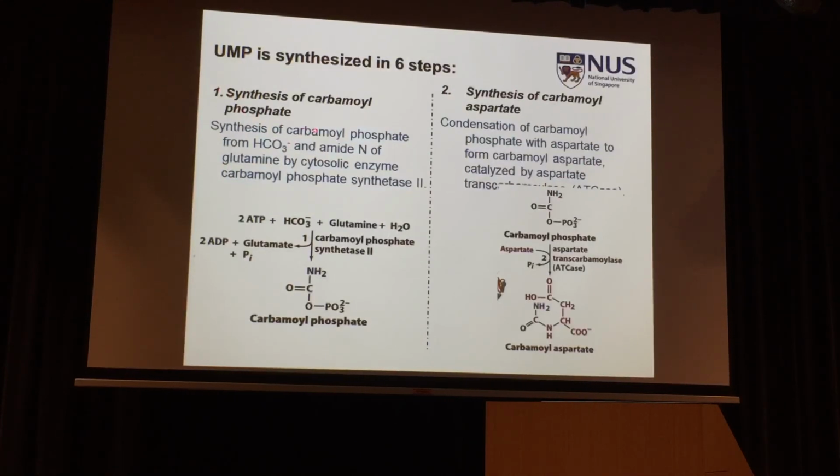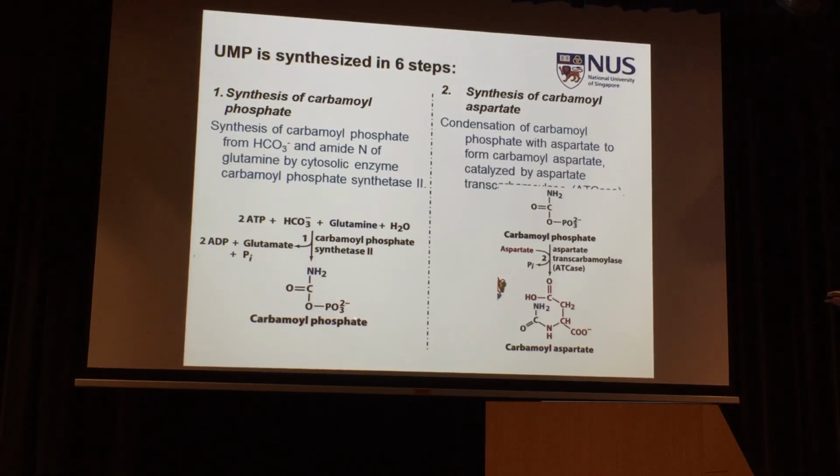Okay, so now carbamoyl phosphate. Does it ring a bell? We have seen this, right? Where have we seen this? Carbamoyl phosphate. We start with bicarbonate, glutamine, ATP, catalyzed by the enzyme called carbamoyl phosphate synthetase, but in this case it's number 2. We have seen number 1. Where have we seen number 1 before? Urea cycle. The same product, carbamoyl phosphate.